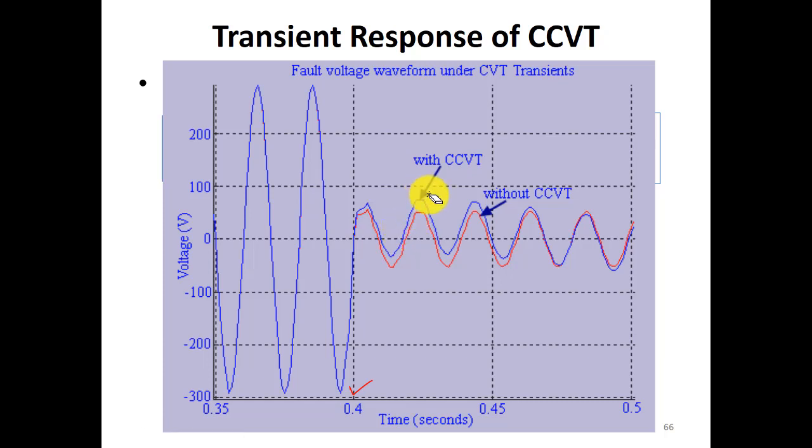You can see here with CCVT and without CCVT. Without CCVT, the magnitude is less compared to with CCVT because of the presence of the capacitance. So this is your transient response, and if the transient response persists for more time, sometimes it causes your relay to not operate properly; it will maloperate.